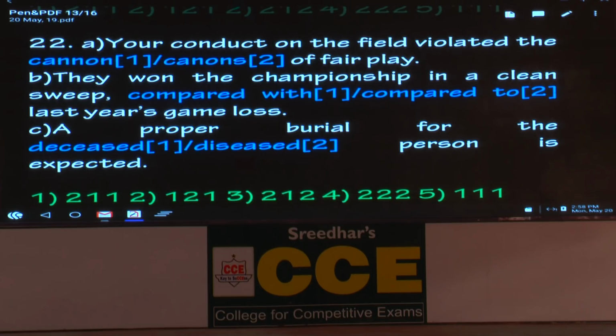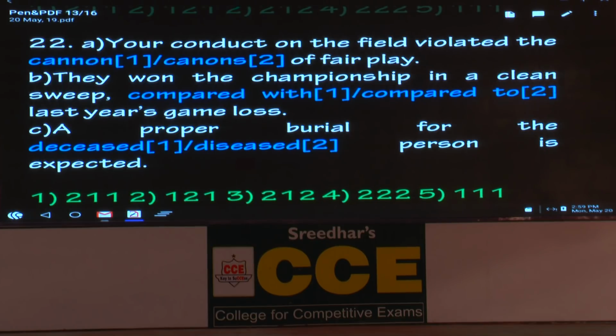Your conduct on the field violated the canons of fair play. But generally, imagine you don't know the meaning. For many questions, I feel, based on your presence of mind and common sense, you should get the right option. Will you use a singular form or a plural form? Plural form. Which option is in the plural form? So that is the answer.